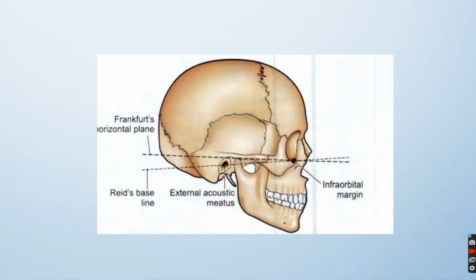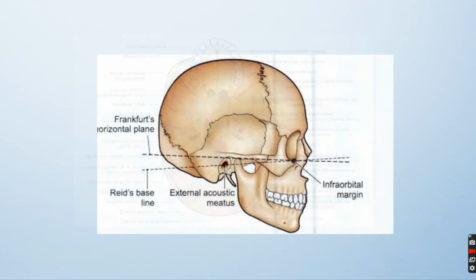You can see there are two planes that we use. One is Reid's base plane, connecting the infraorbital margin to the middle part of the external acoustic meatus, and we have the Frankfurt horizontal plane, which connects the infraorbital margin to the upper part of the external acoustic meatus. This is how you have to remember the positioning of the skull.